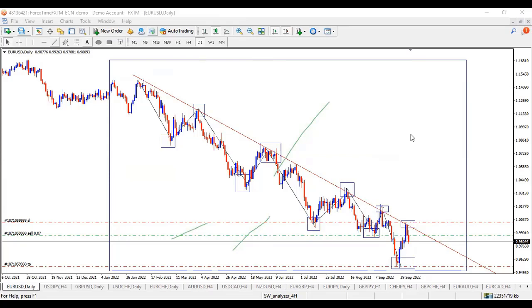Okay, so let's continue. And the other thing we didn't talk about is channels. As you're drawing your support and resistance, there is what we call channels.